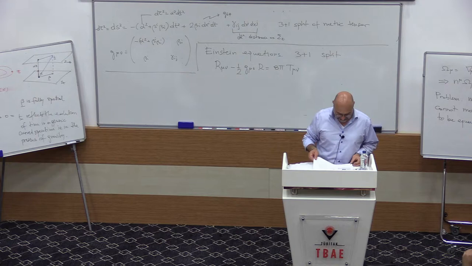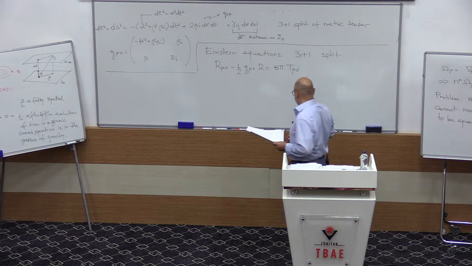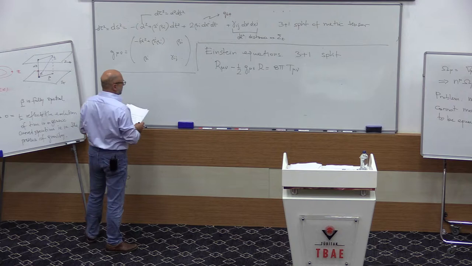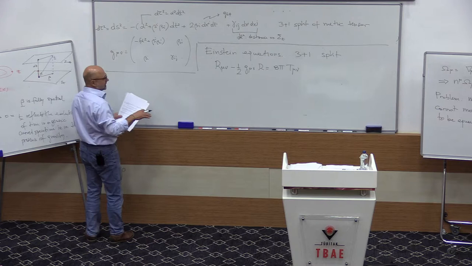But luckily for you, I don't have to do it here, and luckily also for Einstein. People who first worked this out didn't have to do this, because there are a lot of identities in differential geometry which can be used to write the Einstein equations in this decomposed manner.